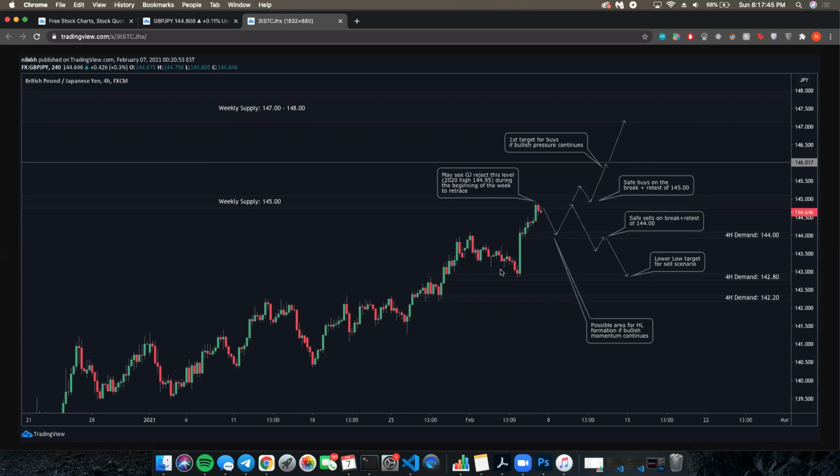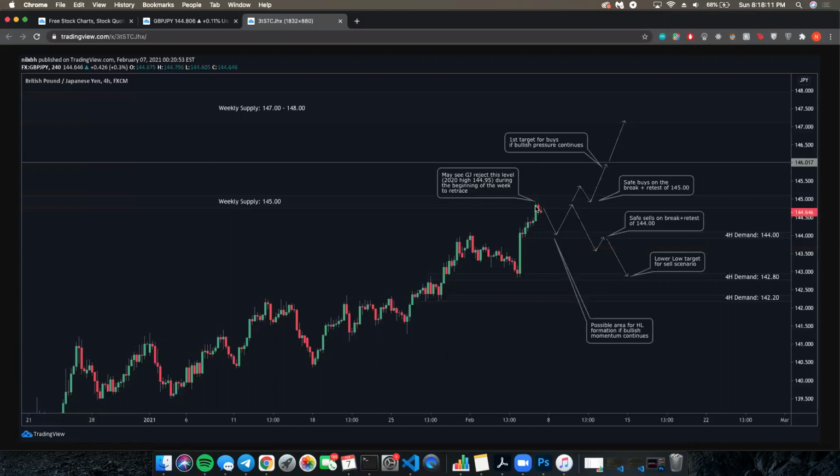Last week you saw a correction period after tapping the 144 level, and then price pushed down to 142.8, where we got the buys from and rode them up, right? Got this break of structure at the 144 level, and it created a demand zone, and then price pushed up to the weekly supply around 145.00, which was also the 2020 high, which was 144.95. That was the high in February 2020.